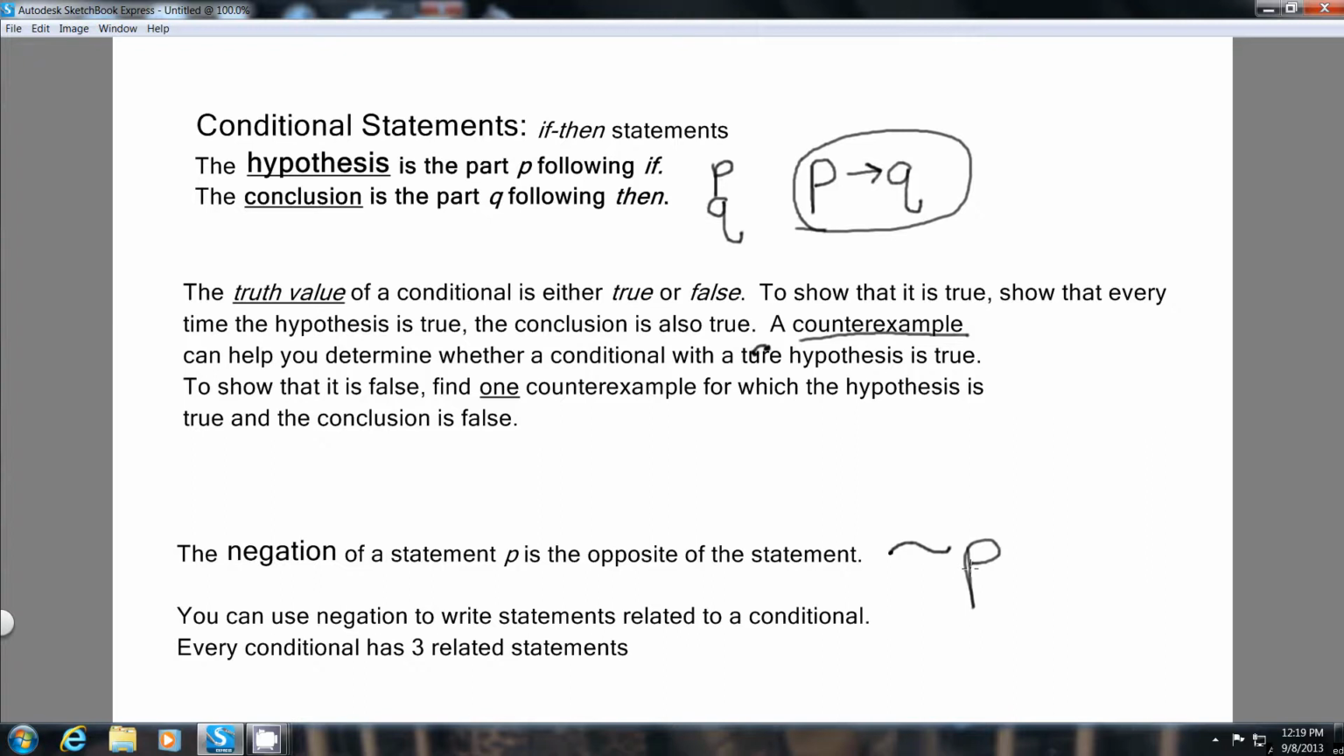So for example, in our conditional statement, if the measure of angle A is 15, then angle A is acute. The negation of that statement would be, if the measure of angle A is not 15, then angle A is acute. Now that would be a false statement. We can use negation to write statements related to a conditional, and every conditional has 3 related conditional statements, which we will learn about in our next video.